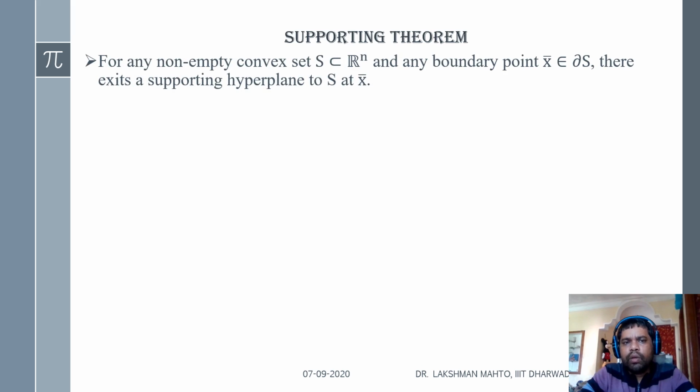So that theorem we are calling the supporting hyperplane theorem, whatever I discussed at last. What does it say? That for any non-empty convex set and any boundary point x bar, that means coming from the boundary of the set, this is the notation of a boundary of a set. So suppose you take this set.